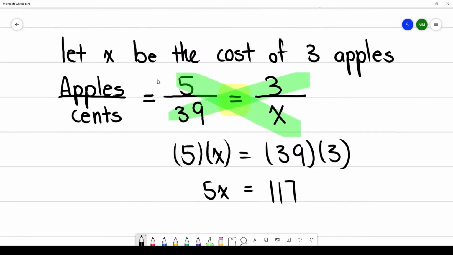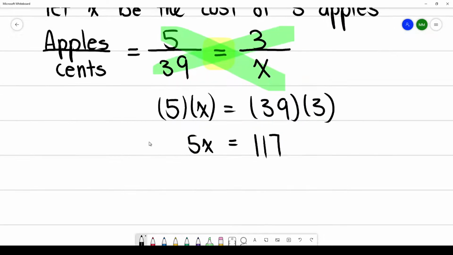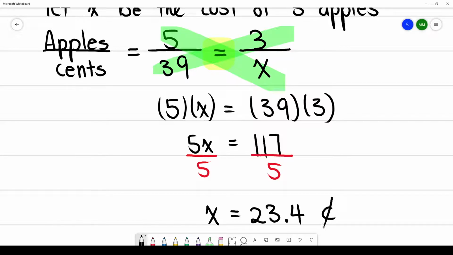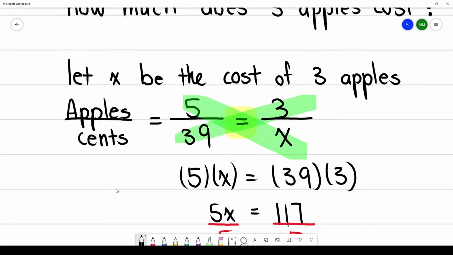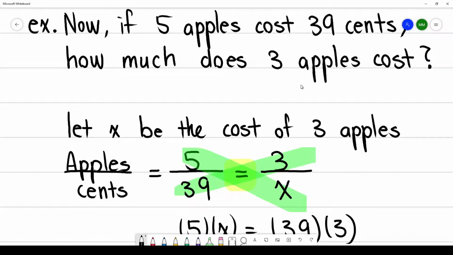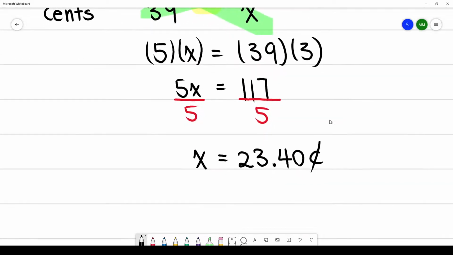So now we want to find the cost, right? x is the cost. So we will divide both sides by 5 to isolate x. And I think you guys all know how to solve this. So you can leave it as 117 over 5, or this is a pretty nice number. x is equal to 23.4, and our unit is cents, 23.4 cents. So how much does 3 apples cost? 23.4 cents.